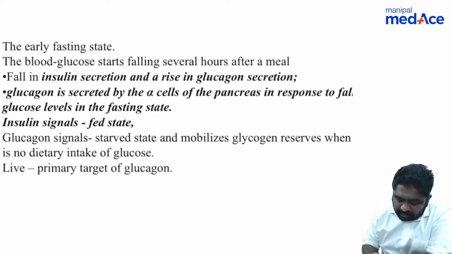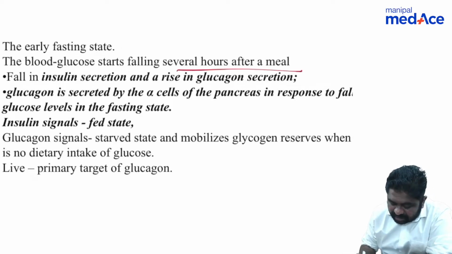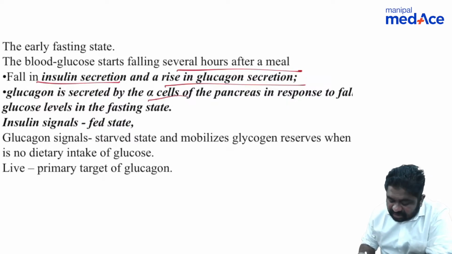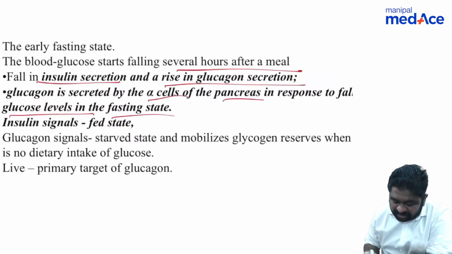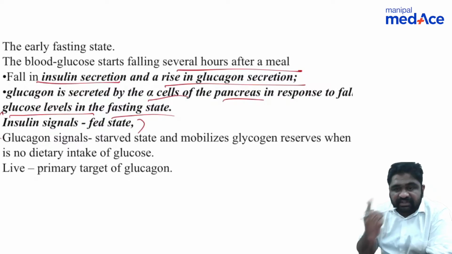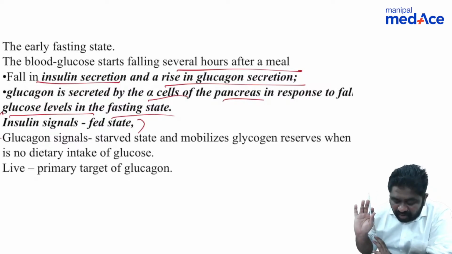Now, have a look at this. The early fasting state: the blood glucose starts falling several hours after the meal. So there is a fall in insulin secretion and a rise in glucagon secretion. Glucagon is secreted by the alpha cells of the pancreas in response to falling glucose levels in the fasting state. So whenever insulin levels are high, it's an indication of the fed state.